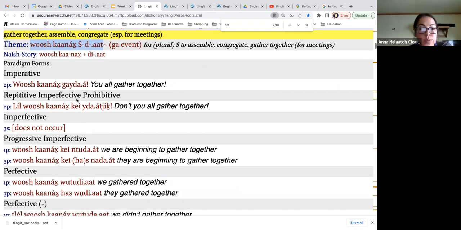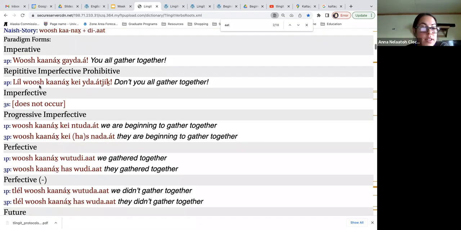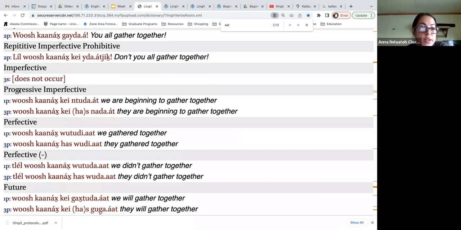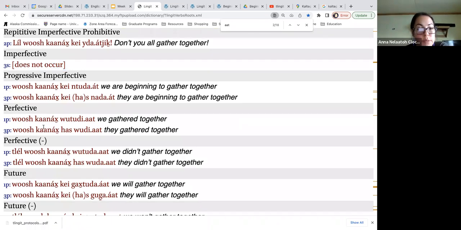If you want to use this verb in different modes, depending on who gathered together, did we gather together, did they gather together, are we gathering together, did we not gather together, those are the different modes you can scroll through, and you'll see that they have linguistic names for the verb modes. You don't need to memorize all these right away, over time you'll start to get familiar with them. But here's ours, wushkanach wutudeat. So go ahead and repeat it one more time after me. Wushkanach wutudeat.